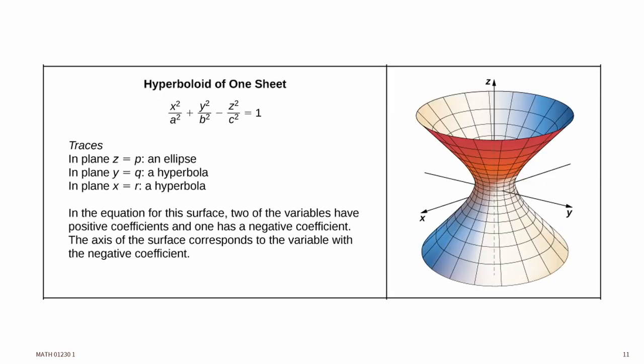Hyperboloid of one sheet: x squared over a squared plus y squared over b squared minus z squared over c squared equal to 1. The axis of this hyperboloid, so what is it extending along, corresponds to the negative. In this case, it's minus z squared, so it extends along the z-axis.